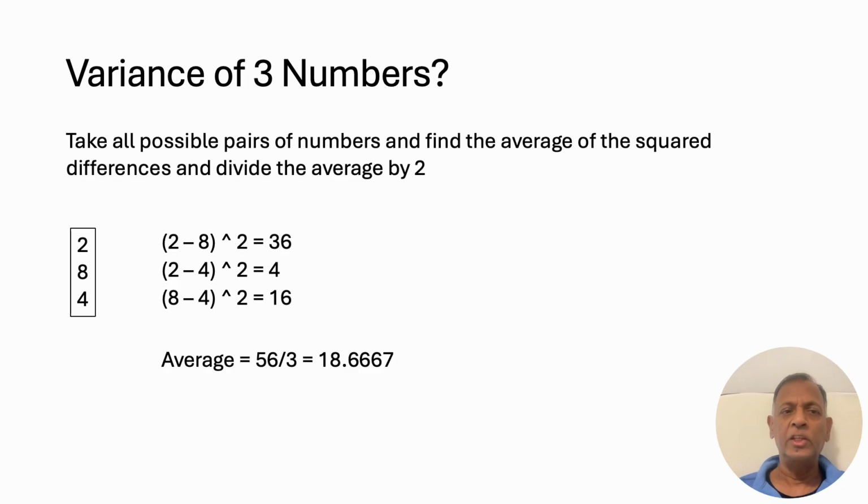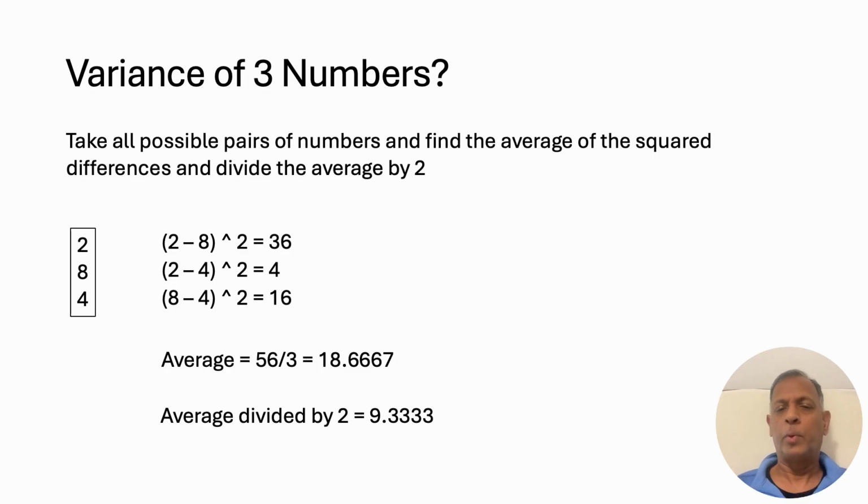Okay, so we are taking the squared deviation, finding the average, and then dividing the average by 2, 9.33. Well, that's the variation in these 3 numbers. The name given is variance. So the variance of these 3 numbers is 9.33333.